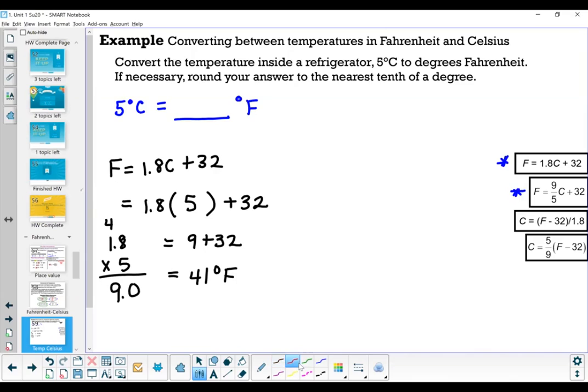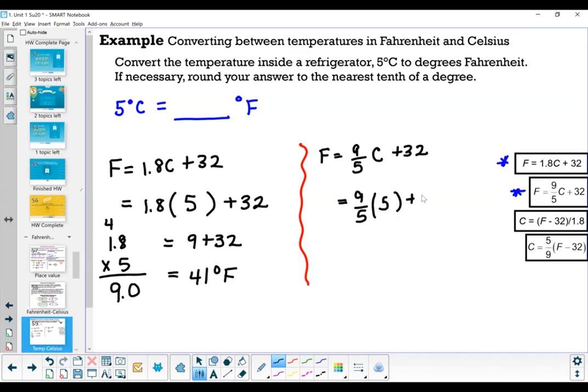Okay, I want to show you the same question, but using the other equation, the one that has the fraction. F equals 9/5 times C plus the 32. Again, you're going to substitute for C. So we write 9/5, parentheses. We'll put in 5 in parentheses and then plus 32.